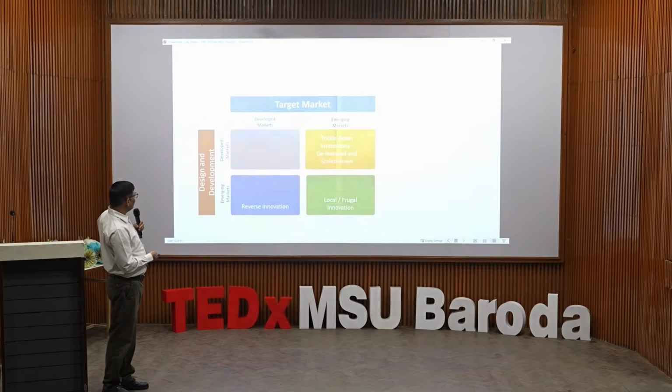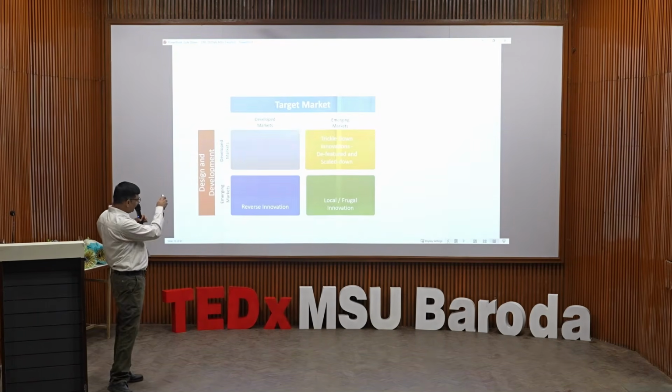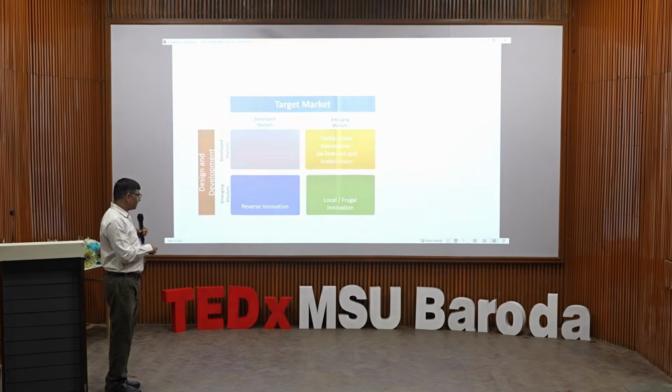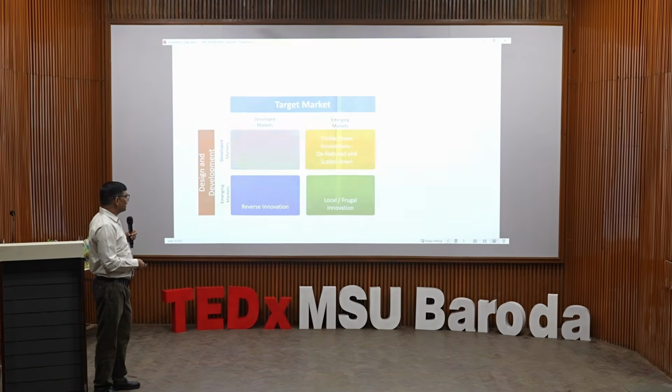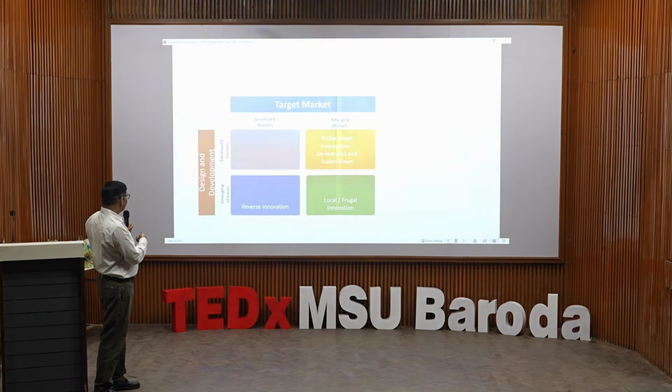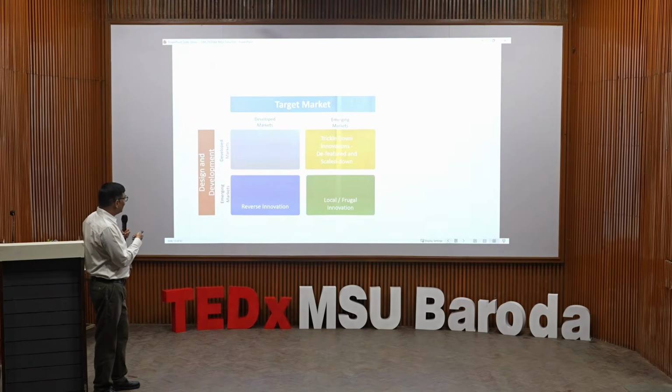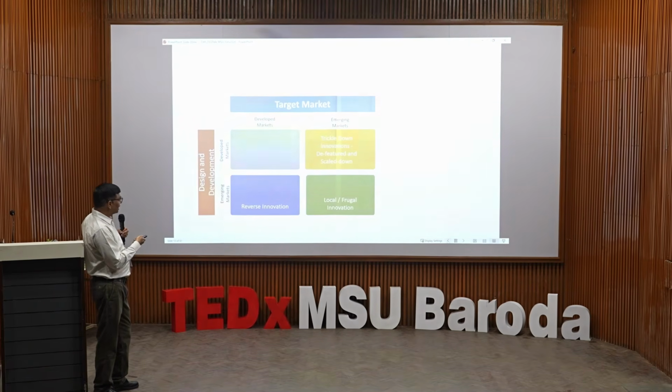So let me give you an example of that, but before the example, let me illustrate this using this framework of innovation. There are different types of innovation, be it reverse innovation, local innovation, or trickle down innovation. So let us see, you have the developed market and the emerging market. Innovation can be designed and developed in either of these sites or locations. Similarly, the consumers can be either developed market consumers or emerging market consumers.